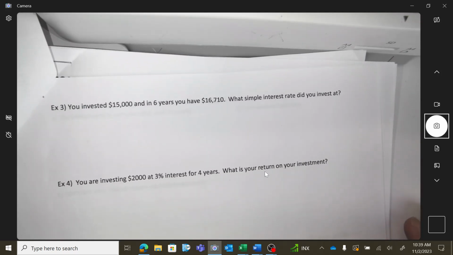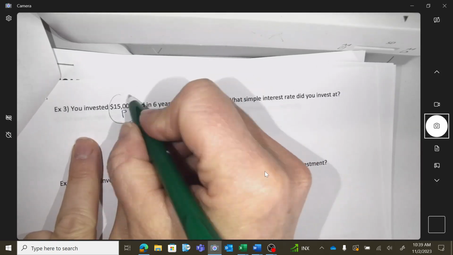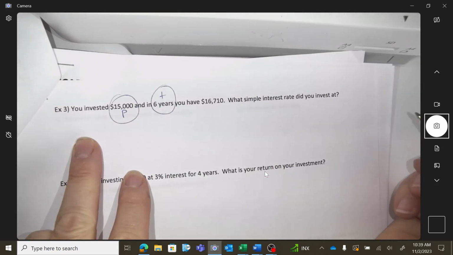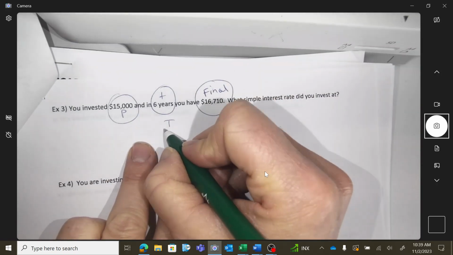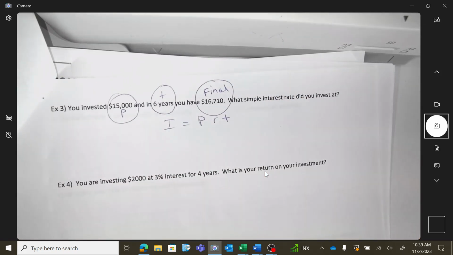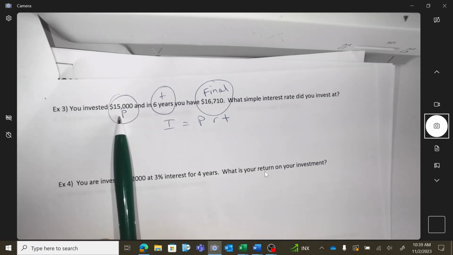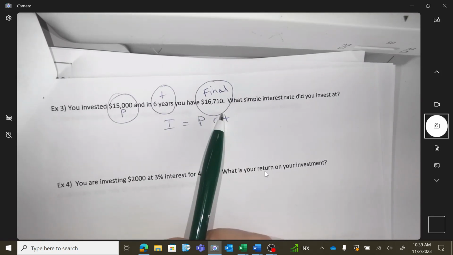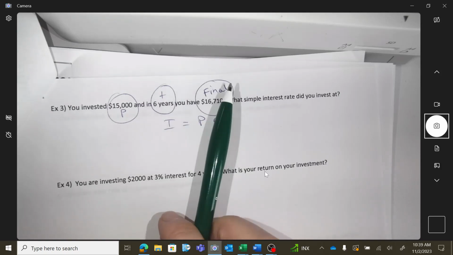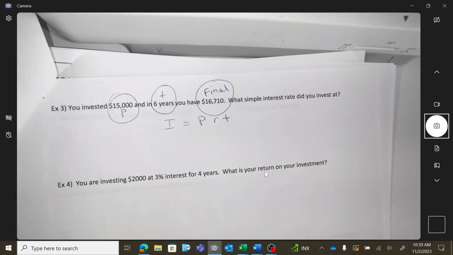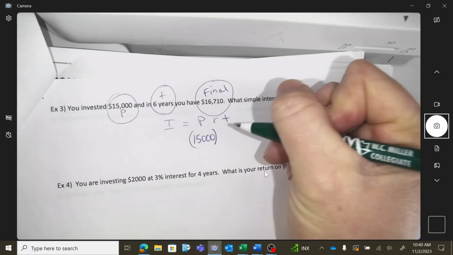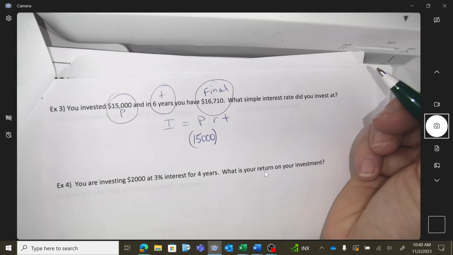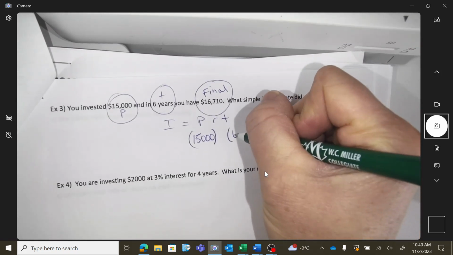Okay, you invested, so that's your P, 6 years, and this is a final amount. That's a principal, a start, that's a time, that's a final amount. Okay, do you understand that there's no room for final numbers in this formula? So, first of all, let's put 15,000 in for the P. We're going to replace time with 6.